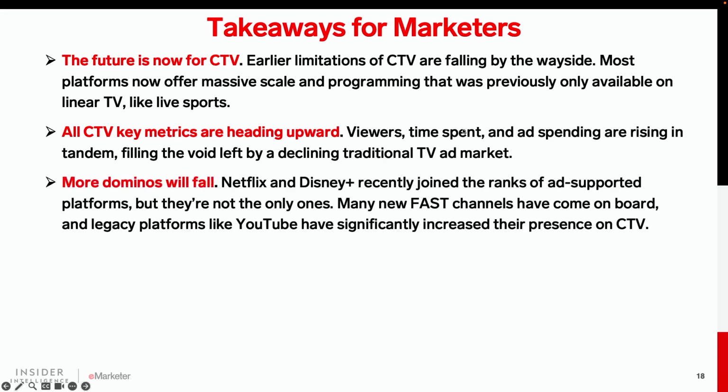More CTV platforms now offer ad-supported tiers. Of course, Netflix and Disney Plus joined the ranks in the past year, and Amazon and Apple aren't likely far behind.